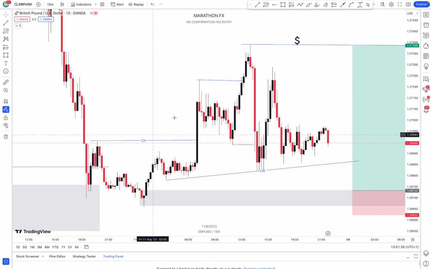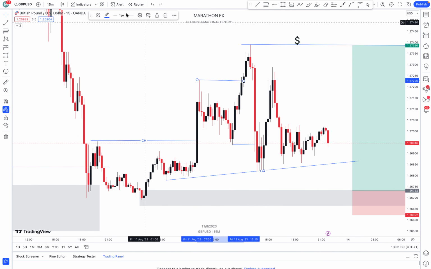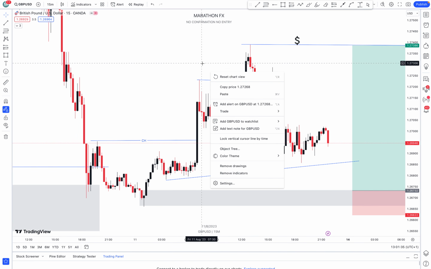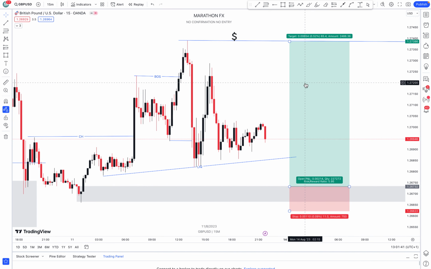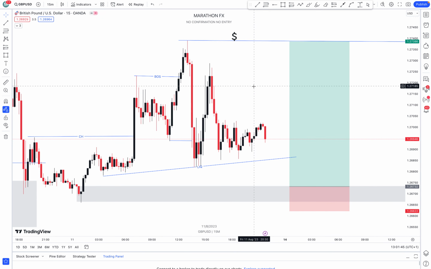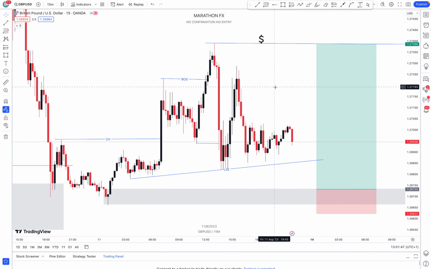Why? Change of character, break of structure. This is another, this is higher. So the market needs to do what? Come and break this. So when I look at it, my take profit is 65 pips, stop loss is 10 pips. That's 1:6. As simple as that, guys. So just use this analysis, use this style, and see how you can analyze the currency pairs.